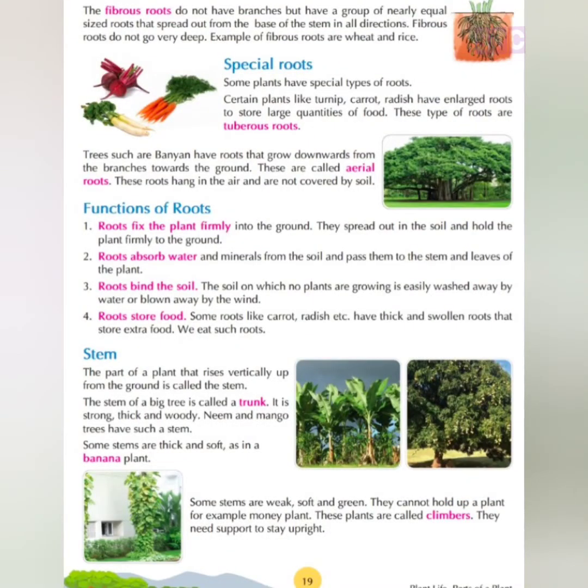First function, roots fix the plant firmly into the ground. They spread out in the soil and hold the plant firmly to the ground. Second function, roots absorb water and minerals from the soil and pass them to the stem and leaves of the plant.